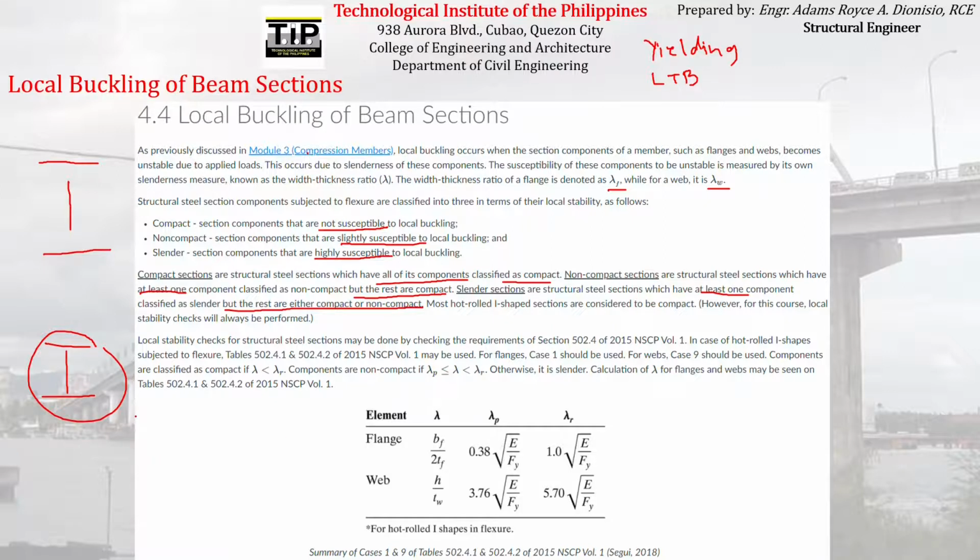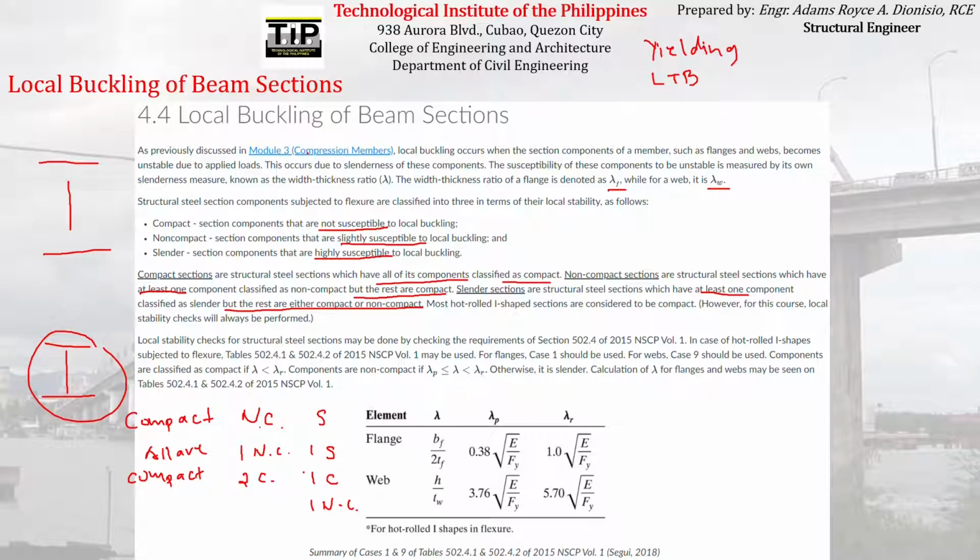Lagyan lang natin ng konting definition. Pag compact, all are compact. Yung mga section components ha. Pag non-compact, dapat at least one non-compact. Tapos, the rest, yung dalawa, compact dapat. Okay, according to this definition. Pag slender section naman, at least one is classified as slender. So, meron kang slender na isang component and then the rest either compact or non-compact. Okay?